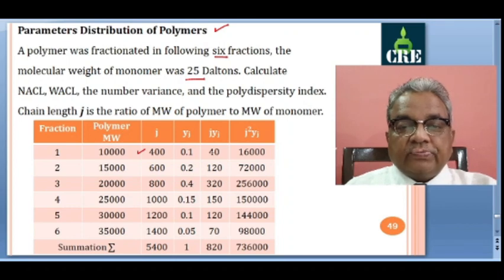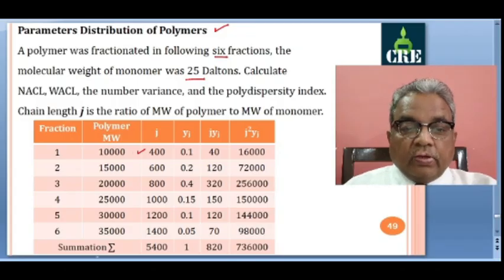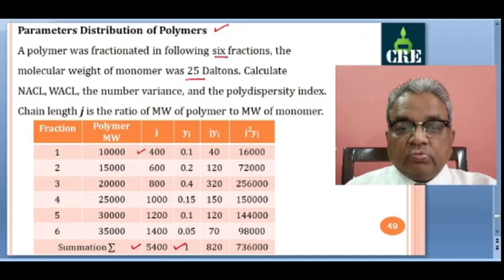Similarly J square Yj. So J square is 400 into 400, multiplied by 0.1. So we get 16,000, 72,000, 256,000, 150,000, 144,000 and 98,000. And here we are summing up all of these. Summation of J is 5400. Summation of the mole fractions of the 6 fractions is of course 1, because this is the distribution.